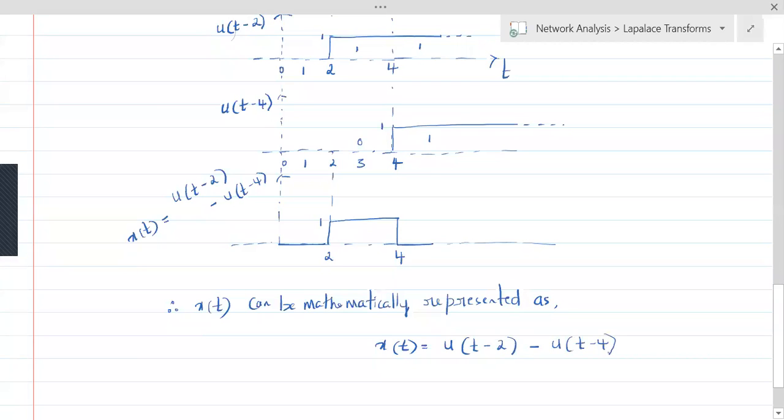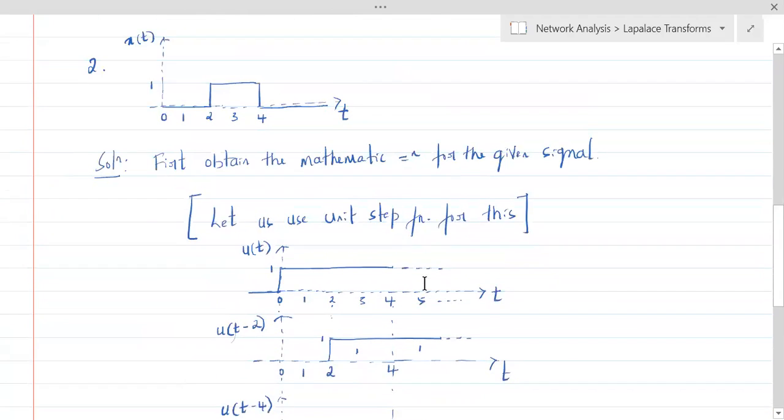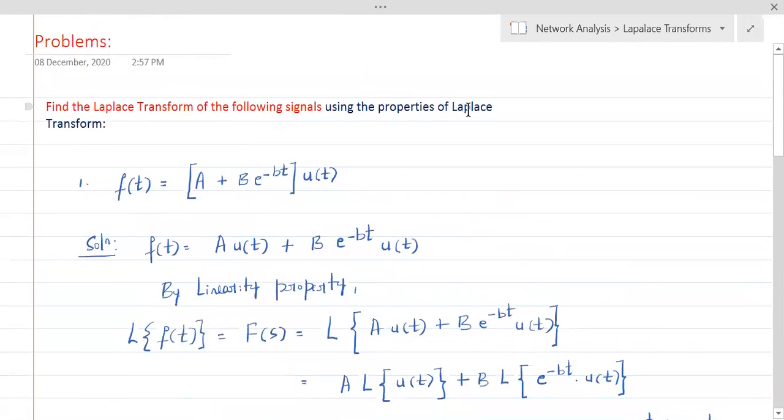So this is what is our x of t now. From the given graphical representation, we are representing the signal in mathematical form so that it becomes easier for us to apply the Laplace transform. Now, which is the basic signal? U of t is the basic signal. Which operation is performed on u of t? The time shift operation is performed. They have asked us to find the Laplace transform of these signals by using the properties of Laplace transform. Everybody should be understanding that.